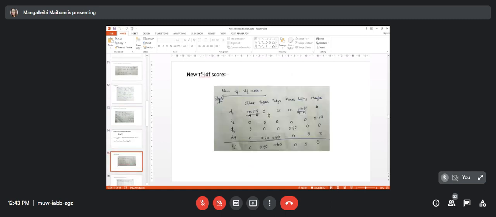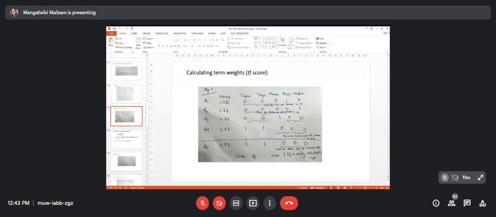In D1, you have to see this table for step 2. Here you can directly multiply. For Chinese it is 1.77 into the IDF value for Chinese. The IDF value for Chinese is 0, so you will get 0 in the next table.